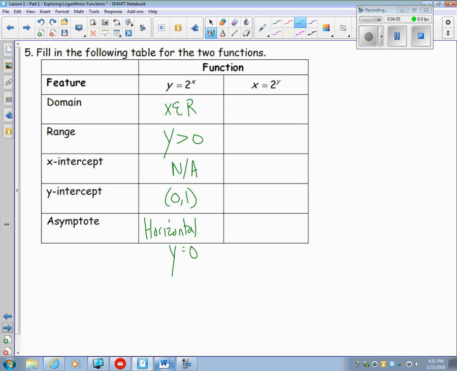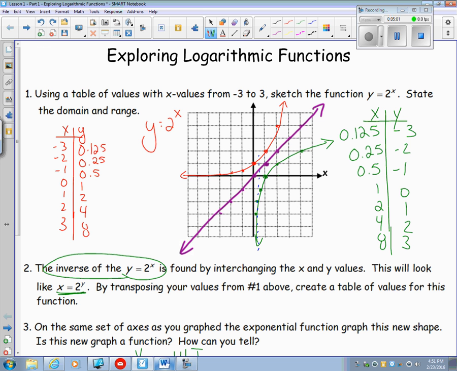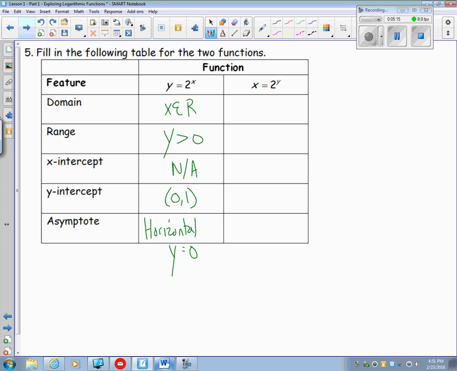So let's take a look at this new function, the green one. Sorry, I did that backwards, that should have been green. What's its domain? How far left and right does the green function go? Well, it gets closer and closer to the y-axis, but it doesn't seem to hit it. So x has got to be greater than 0.